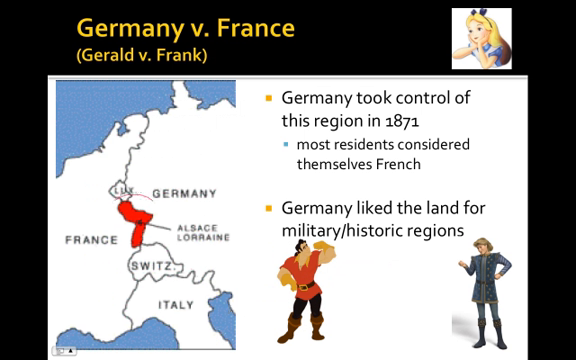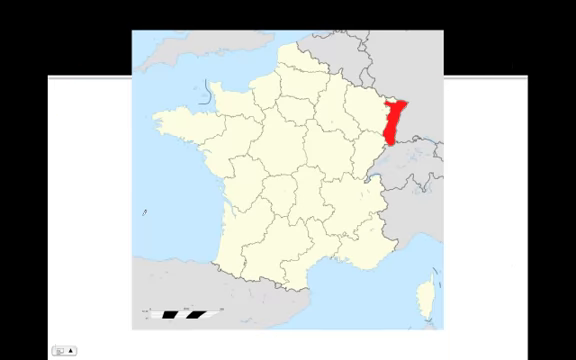Again, right here is Alsace-Lorraine. It's an area between Germany and France. Germany took control of this region in 1871. Even though everybody who lived there considered themselves French, Germany liked the land for its military and historic reasons. So it's got military and historic importance. Again, there it is. It looks like it should be part of France, but it became part of Germany.